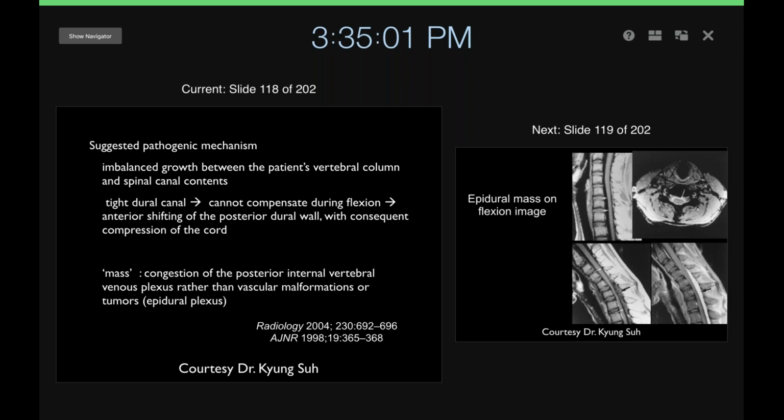And some people believe it's an imbalanced growth in these kids, or a tight dural canal with increased flexion and extension, which compresses the cord repeatedly. Okay.